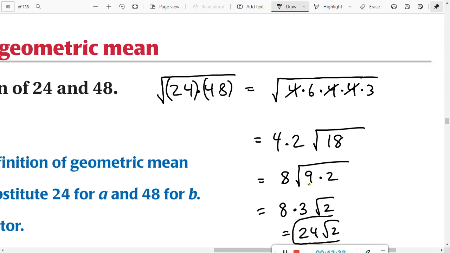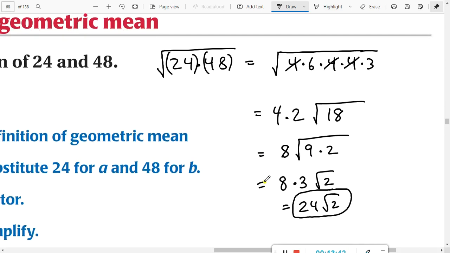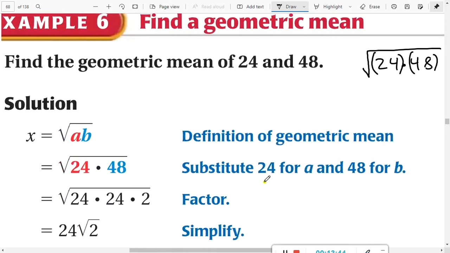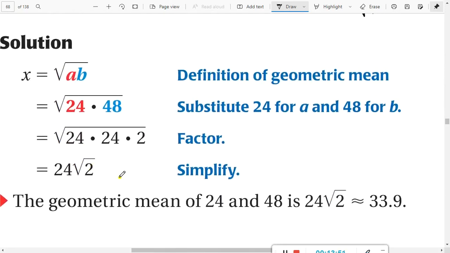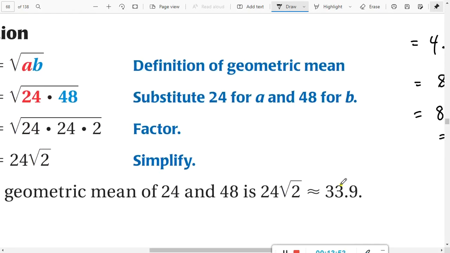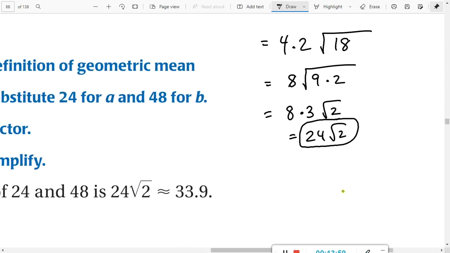Some calculators can give you that simplified square root, but others will just give you the decimal. So they did it the long way, like me. And when you do that on the calculator alone, you'll have to round it off because it just keeps going. So it's approximately 33.9.